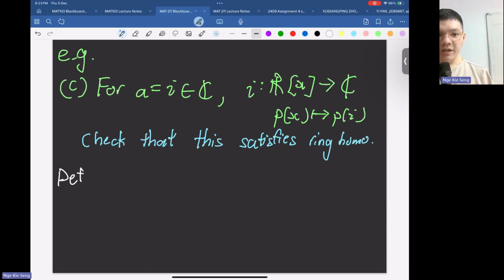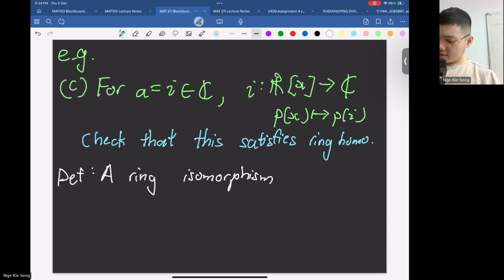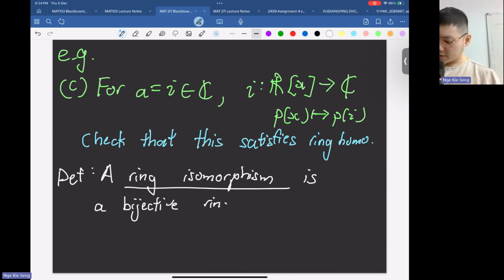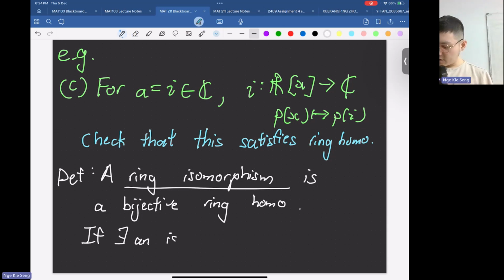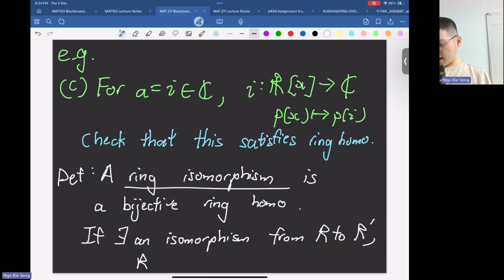Right. Next definition. What's the thing we do after we introduce group homomorphism? Isomorphism, yes, good. So we also have ring isomorphism here. Basically it is just a bijective ring homomorphism. If there's an isomorphism between R and R prime, what do we say? We say that R and R prime are isomorphic.